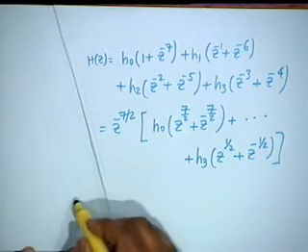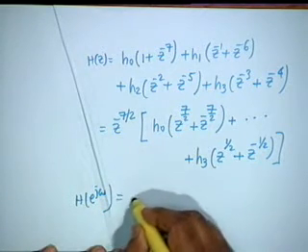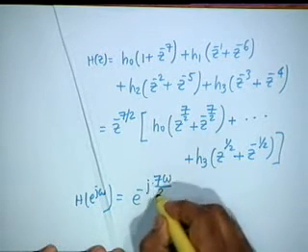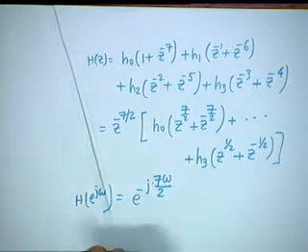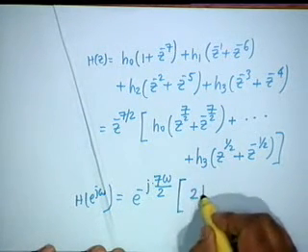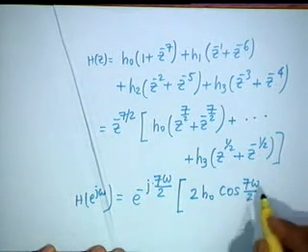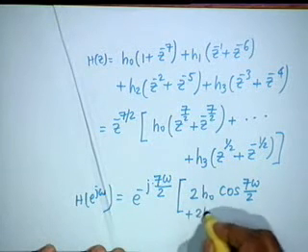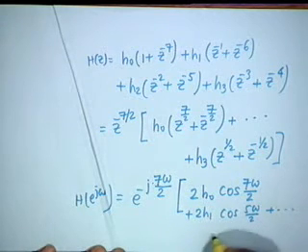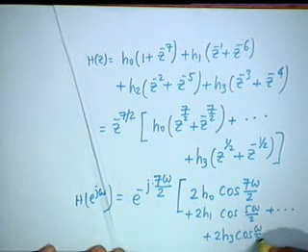And if I take the frequency response capital H of e to the j omega, then I shall get e to the minus j 7 omega by 2 multiplied by twice h0 cosine of 7 omega by 2 plus twice h1 cosine of 5 omega by 2 and so on, plus twice h3 cosine of omega by 2.